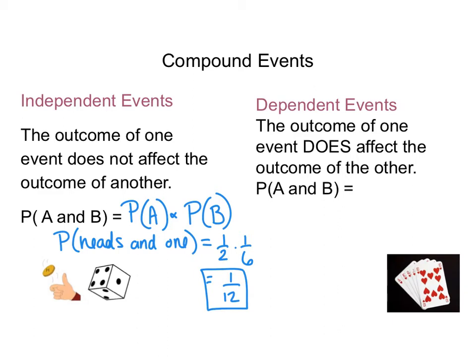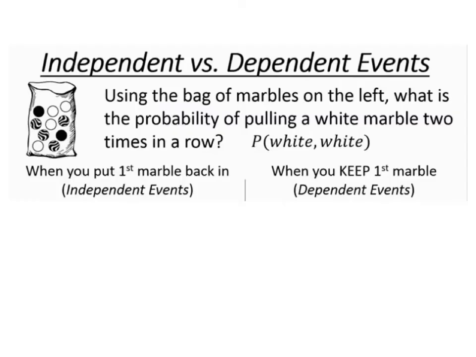So the probability of A and B is still going to be multiplication, but you're going to have to think about the probability of getting B following A, like it's already happened, following A has occurred. So I'm going to illustrate this with an example. Using the bag of marbles on the left, what is the probability of pulling a white marble 2 times in a row? So probability of white and white. We're going to look at this 2 different ways.